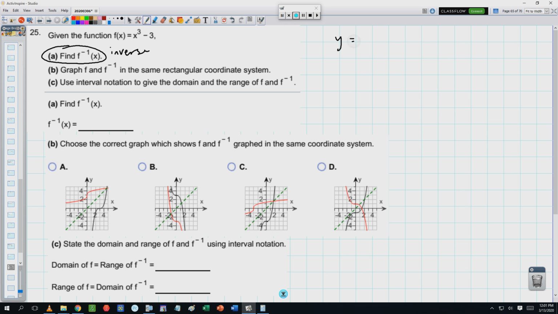The thing about inverses is how the domain and the range switch roles. The x's and the y's switch. So we will physically switch the x's and the y's, and we'll solve for the new y. And we'll take that 3 and add it over here to the x. And I'll get rid of the cube by doing the cube root. And there is your inverse right there.